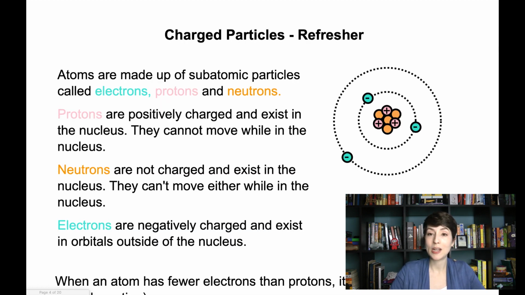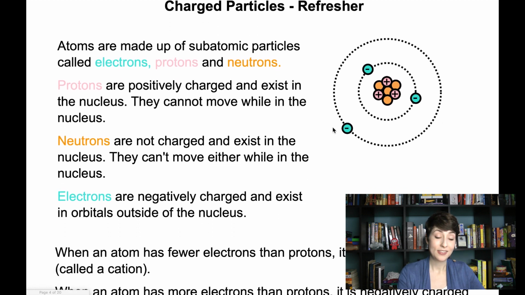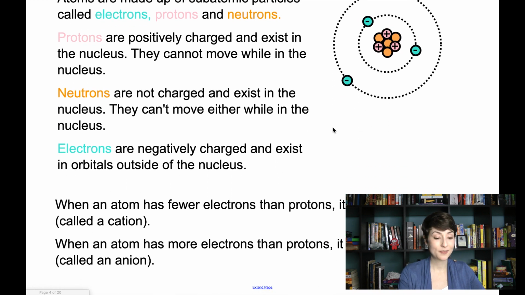Atoms, as we know, are made up of subatomic particles, and the particles that we focus on in grade 11 are protons, electrons, and neutrons. In the nucleus of atoms, that's where you're going to find protons and neutrons. Protons are positively charged, neutrons are neutral, they have no charge. Electrons are negatively charged particles that exist outside the nucleus. They happen to be much less massive than protons and neutrons.